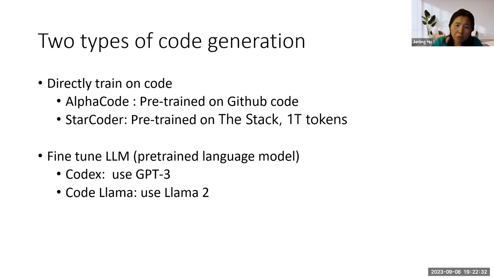Similarly, StarCoder is one of the largest open source efforts to train a code generator, also released early this year, I think in May, so quite new. If you search on GitHub, you can find the source code. They trained on The Stack, which has 1 trillion tokens, all the code related data. So both take the route of not using a pre-trained language model. On the other hand, the first Codex from OpenAI was based on GPT-3, and today's Code Llama is based on Llama 2. Both are trained on human language over many, many tokens. So these are two different approaches.